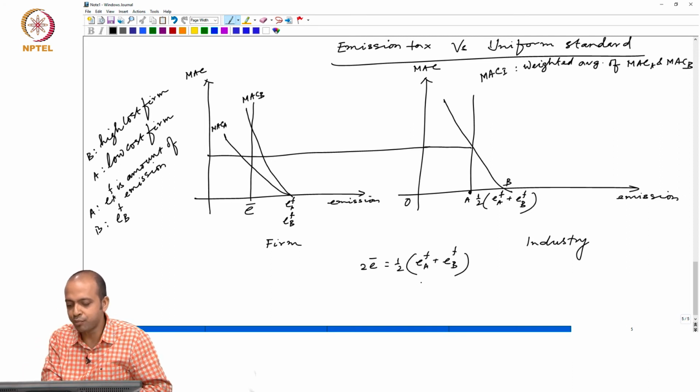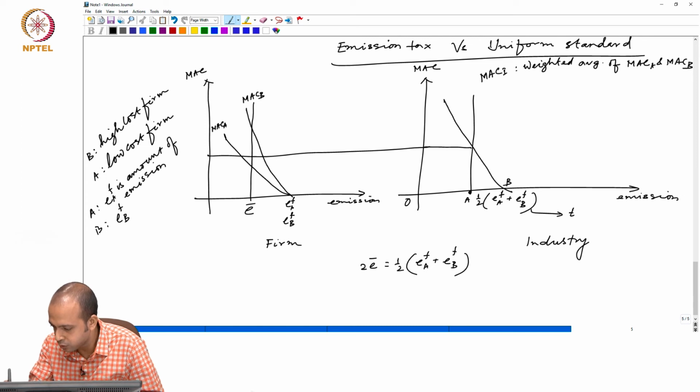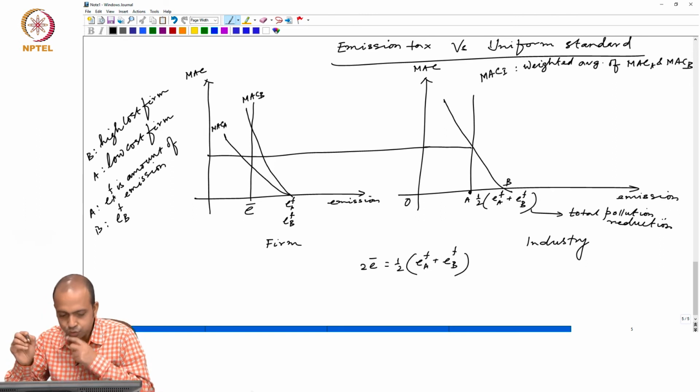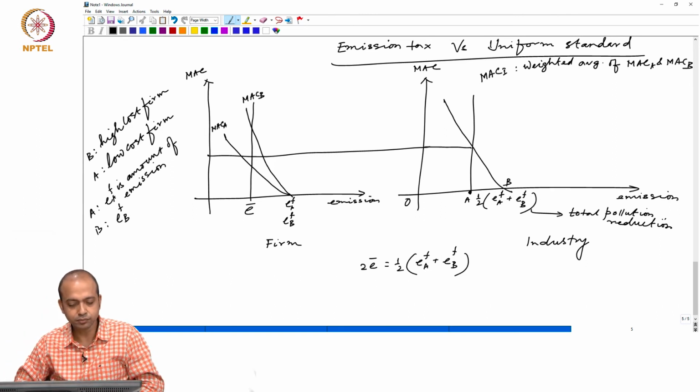then my total amount of, this is half of EFA, this is called the total amount of pollution reduction, which is achieved by imposing the uniform standard E bar.